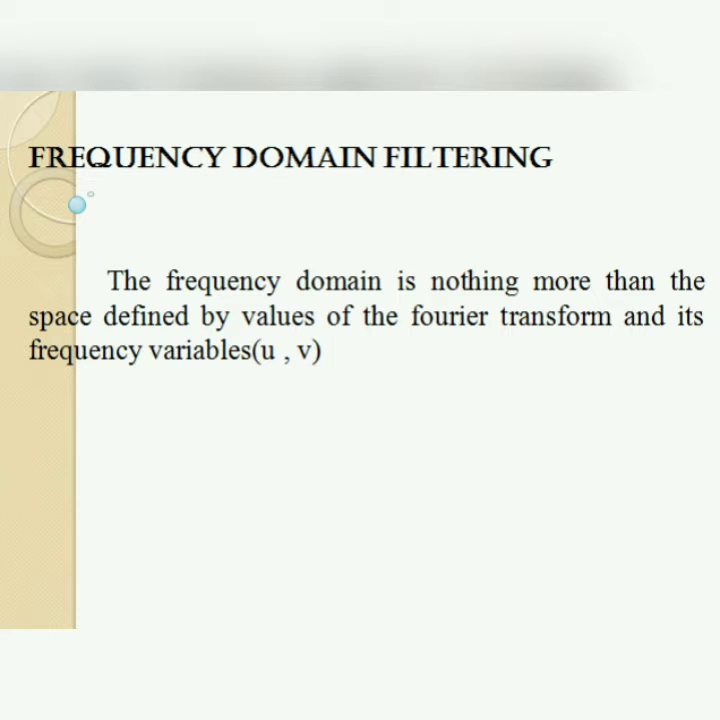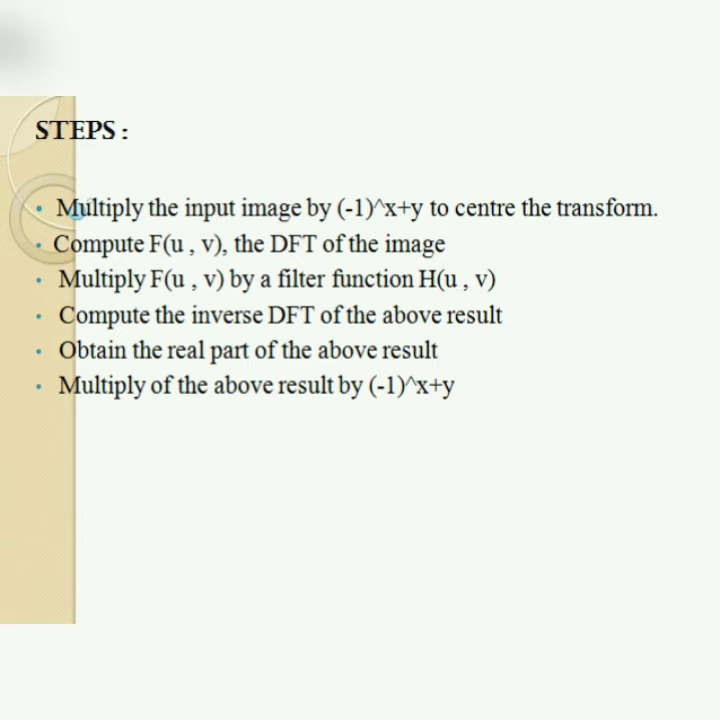And now, frequency domain filtering. So what is frequency domain filtering? It's nothing more than the space defined by values of the Fourier transform and its frequency variables, that is u comma v. And the steps involved in frequency domain filtering.